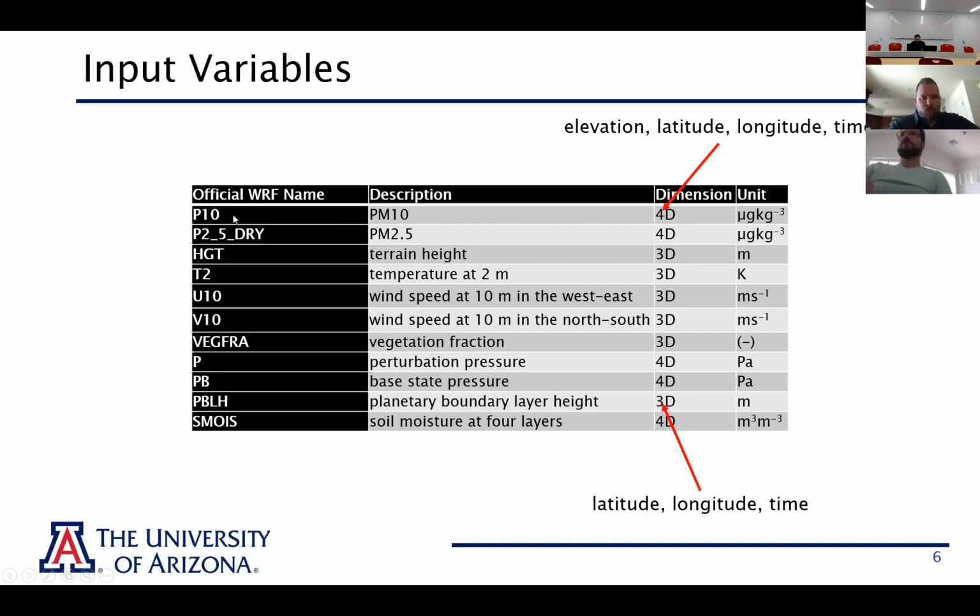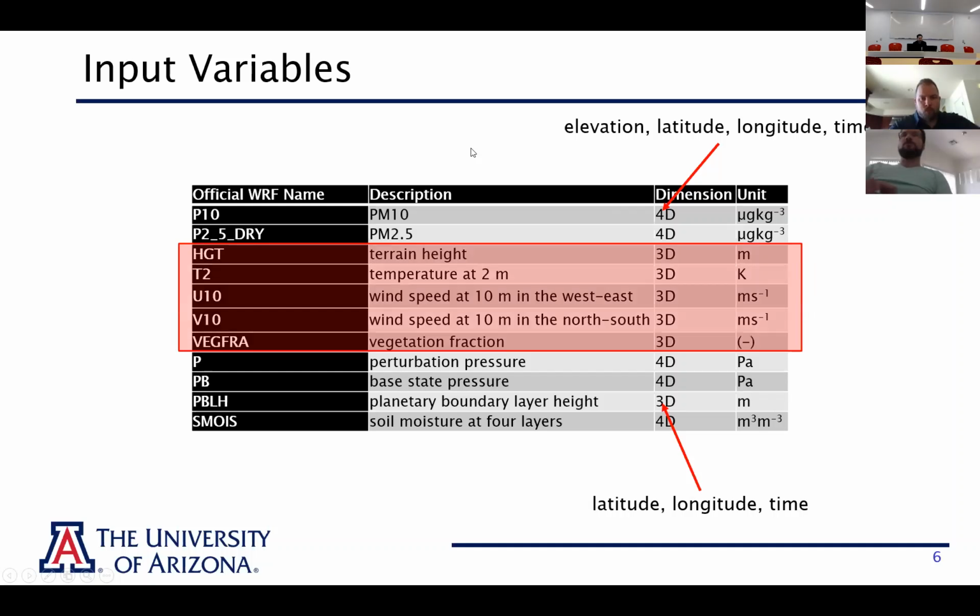For example, PM10, the one that we are interested in is the PM10 close to the Earth, right? We are not interested in PM10 concentration in the third layer of atmosphere or somewhere close to 50 pressure. The layers in atmosphere are based on pressure. Then we divided our variables into 2 categories. The main variables: height, temperature, wind speed, and vegetation fraction. And the supplementary or secondary variables: pressure, planetary boundary layer, and soil moisture.